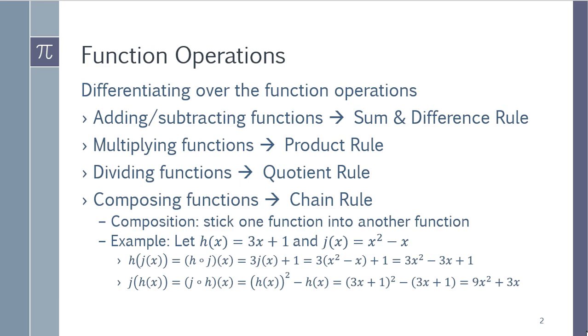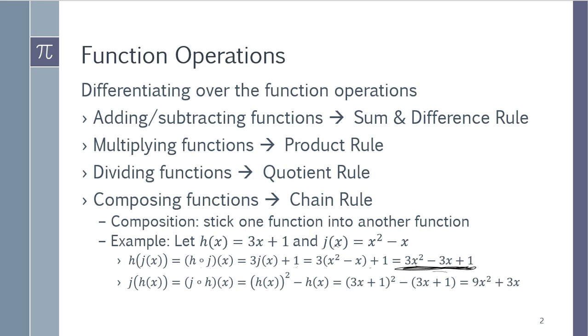And composition, remember, is this idea that we are sticking one function into another function. So for example, if I say the function h of x is 3x plus 1 and j of x is x squared minus x, h of j of x is an operation, that's composition, and you may have seen it as an open circle. When I see the open circle, I would say composed, so this would be h composed of j of x. Well, that means that the x in h is being replaced with j of x. And then I can replace the j of x with what it's defined as. And so this would be the composition of h of j of x.